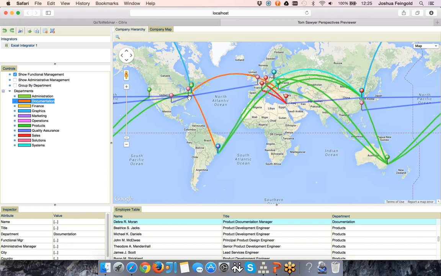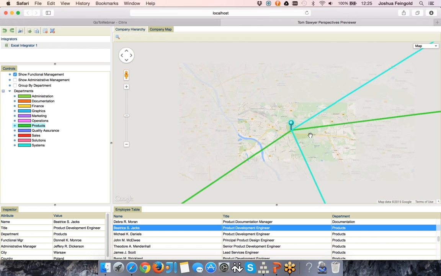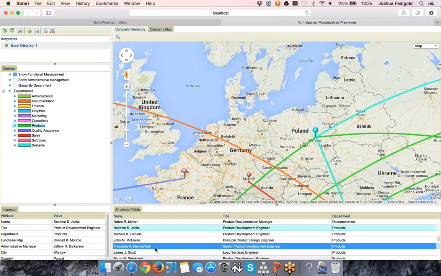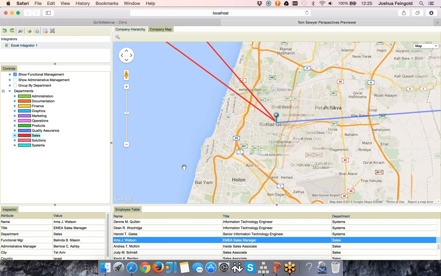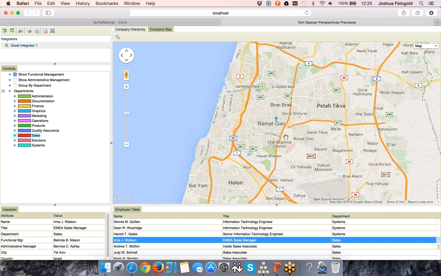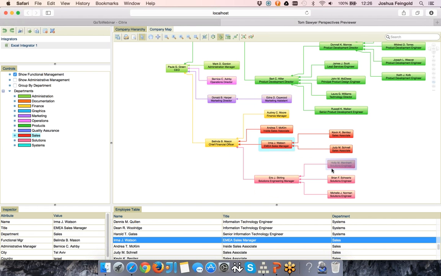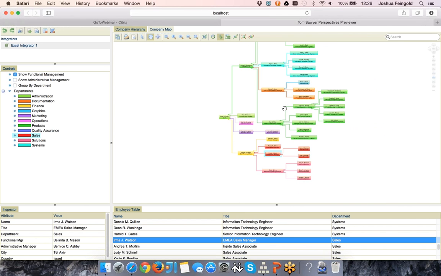Maybe we can jump to the documentation group right here. Here we have Beatrice. Beatrice is a product development engineer. She lives in Warsaw, Poland. You can see Theodore. He also lives in Warsaw. Here we have a manager in Tel Aviv for our sales department. If we jump to the company hierarchy, we can see that this is linked together. Basically, we're interested in learning about the dependencies of our company, both in terms of a logical view and a geographic view. Here we're seeing a very individual, very human-centric view of it.